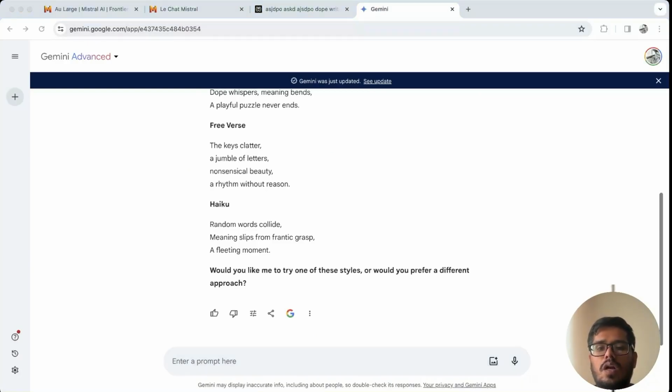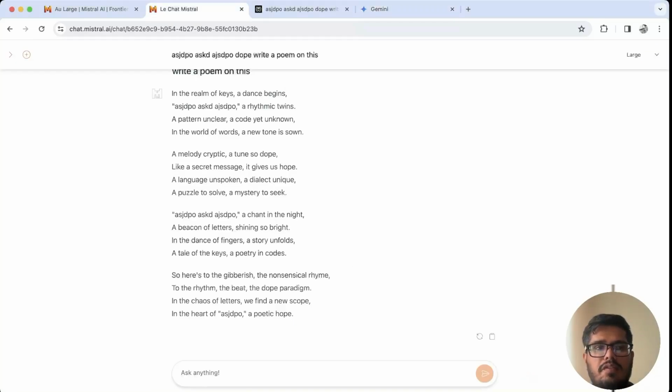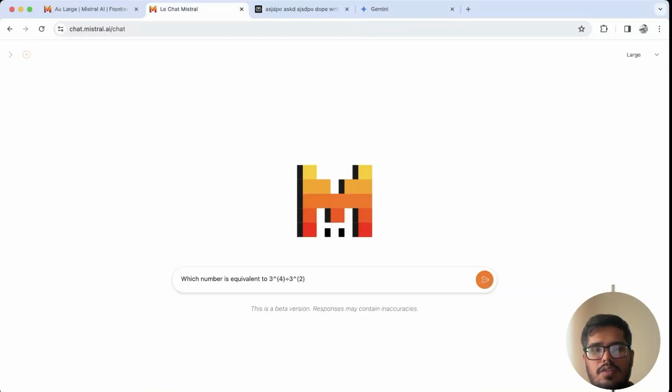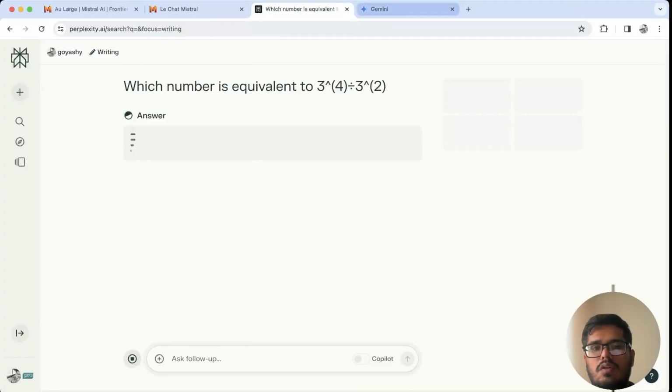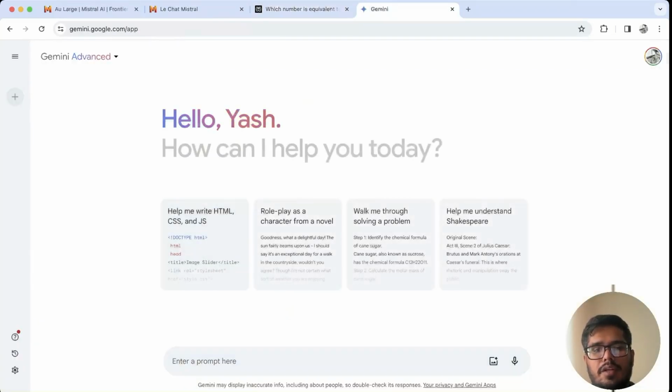Now let's give out a complex math problem and see if we are able to come up with anything on those lines. Found this very basic math problem that says, which number is equivalent to 3 raised to 4 divided by 3 raised to 2? Let's feed this to the model. Let's start a new chat and feed this here. Copilot is off. And finally to Gemini Advanced.